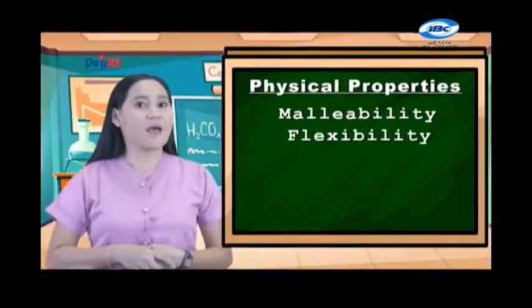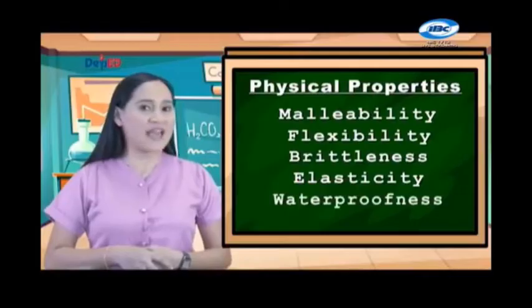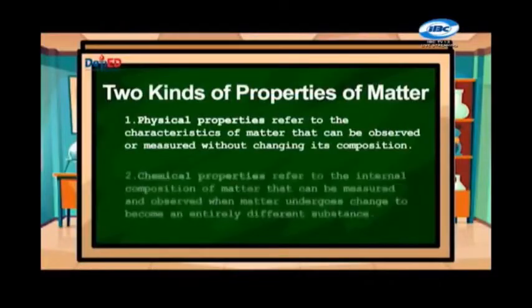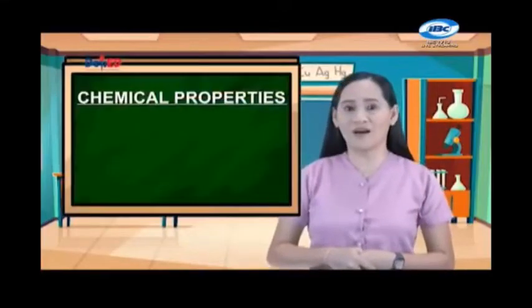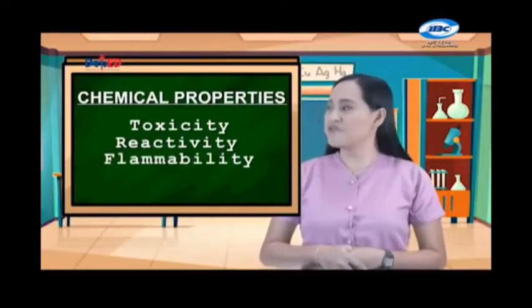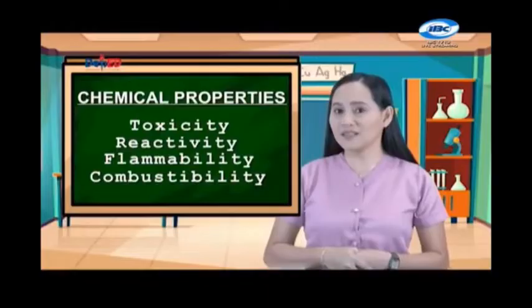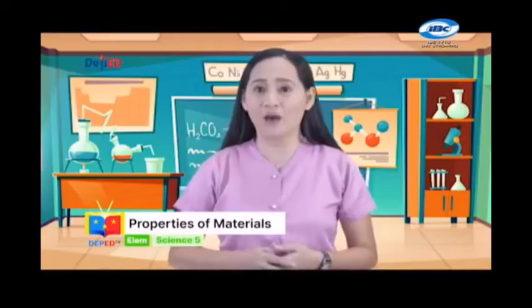flexibility, brittleness, elasticity, waterproofness, and thermal conductivity. The second one is the chemical properties that refer to the internal composition of matter that can be measured and observed when matter undergoes change to become an entirely different substance. Some examples are toxicity, reactivity, flammability, and combustibility. Did you get it? More of that as we continue with our discussion.